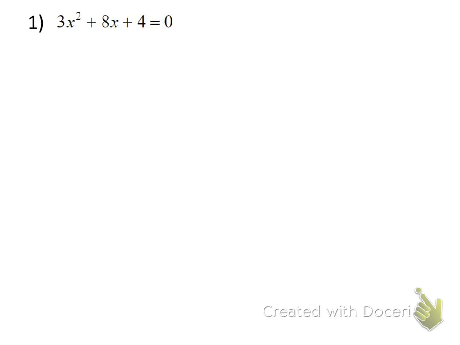Step 3, factor one side. I want to check to see if there's any common factors before I start. There is no common factor for 3, 4, or 8. And there's no common factors for the x's. So we can't find a common factor. The next thing you want to do is attempt an x box.